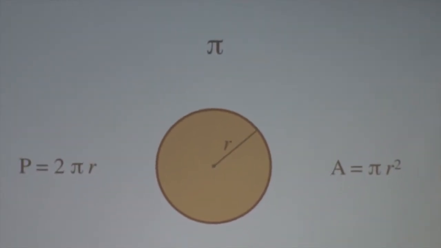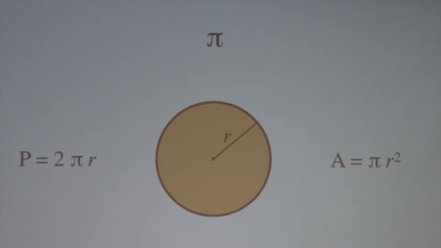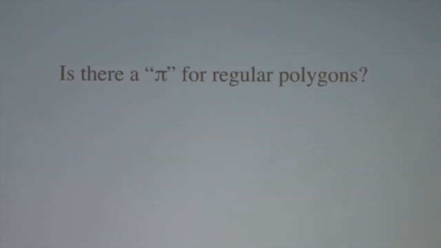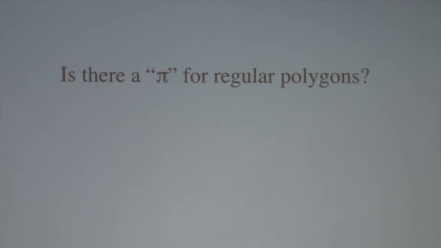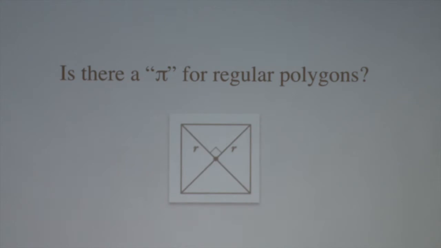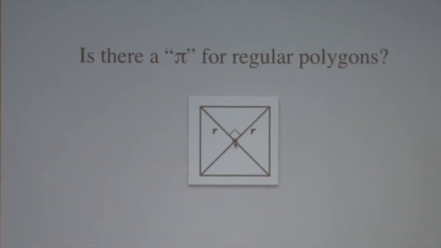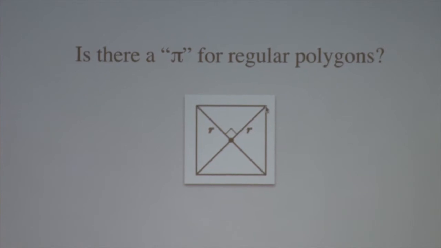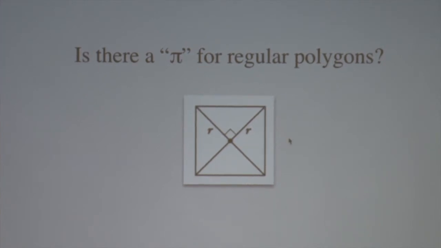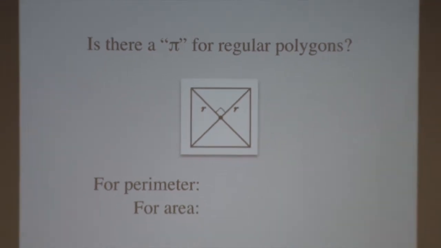But of course, this is a pattern block activities day, and that brings up the question: is there a "pi"? Notice the quotation marks. We're no longer talking about the real pi. Is there a pi for regular polygons? So, for example, a square. Let's say this was the radius. What would be the perimeter of this square?